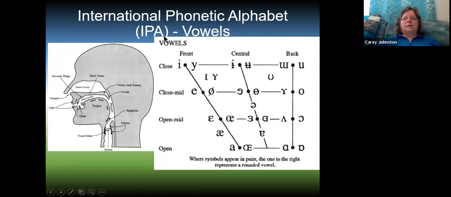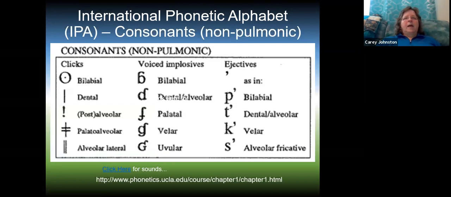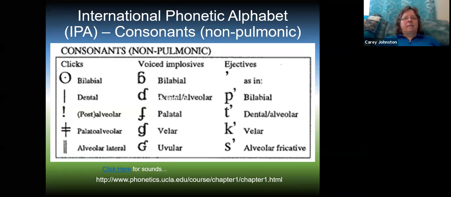Then you have the vowel chart, and it's not quite as precise because the vowel is usually just made by the shape of the sound. Based on where the sound is in the mouth and in the oral cavity and the shape of your mouth, that's how the different vowel sounds are made. Then we have our non-pulmonic consonants, and these are clicks and voiced implosives and ejectives.